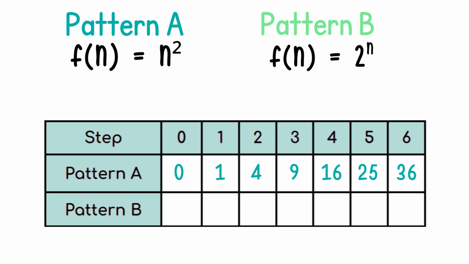Now let's look at pattern B. We're going to raise 2 to the power of the step that we're given. 2 to the 0 power would be 1, since anything to the 0 power is always 1. And then 2 to the first power would be 2. 2 to the second power would be 4. 2 to the third power gives us 8. 2 to the fourth power gives us 16. 2 to the fifth power is 32. And 2 to the sixth power is 64. So we can see that pattern B is growing a lot faster, and this was our exponential function.